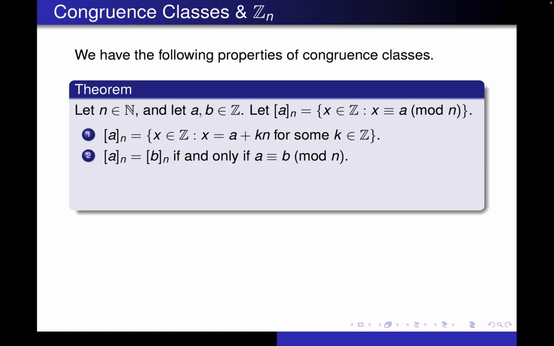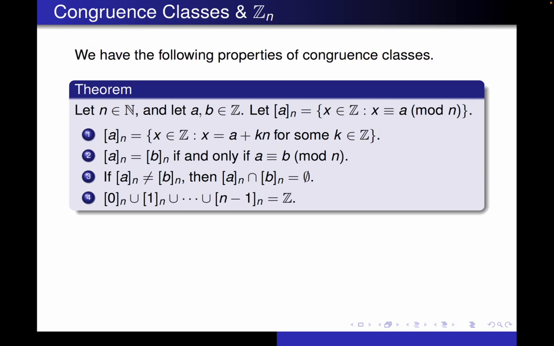We have this condition for when congruence classes are equal. They're equal precisely when their representatives are congruent mod n. This tells us when two congruence classes are not equal. If they're not equal, then they don't share any elements. Their intersection is empty. And finally, if we take the union of all the congruence classes represented by 0 through n minus 1, that gives us the set of all integers.